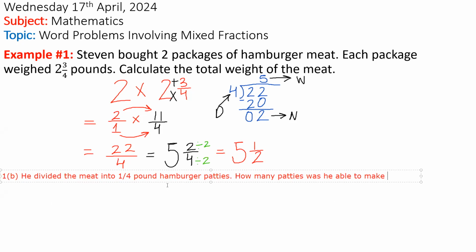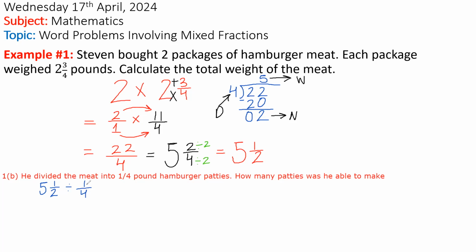Okay. So basically, we have to take the total that we just got, 5 and 1/2, and we have to divide it. We have to divide it by which number? 1/4. Very good. So we're gonna say 5 and 1/2 divided by what? Which fraction? 1/4. So we have 5 and 1/2 divided by 1/4.